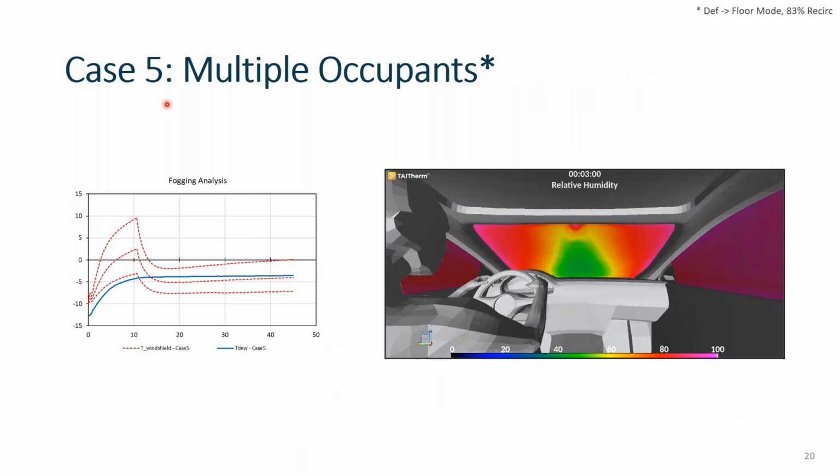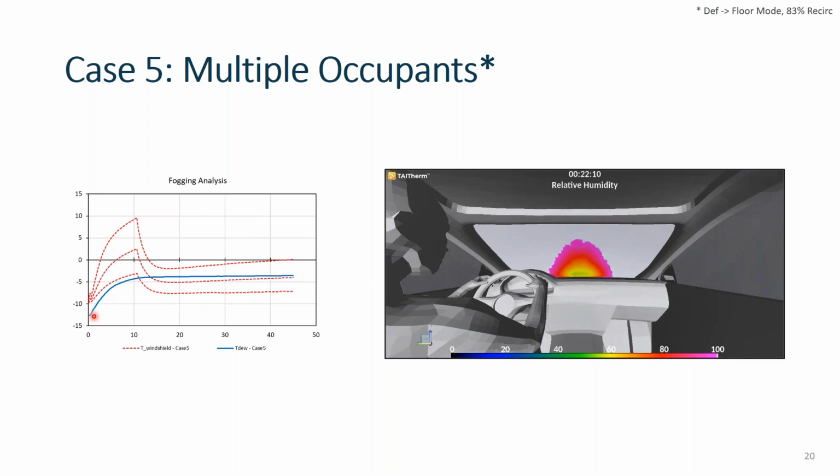The final case here is just to drive home the idea that, of course, when the conditions change, when the scenario changes, when the number of occupants change, your optimal HVAC response is going to change as well. So in this case, we kept the same HVAC response: a transition from defrost to floor mode after about 10 minutes or so, and then 83% recirculation intake into the HVAC system. For the first 10 or so minutes, again, we don't see any fogging because we're running in defrost mode. But after this transition, you can see, of course, significant fogging and condensation on our windshield.